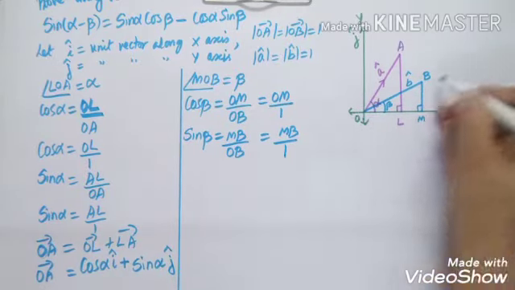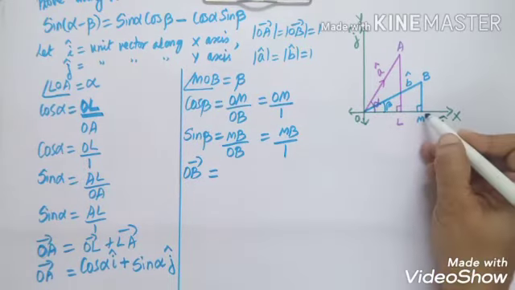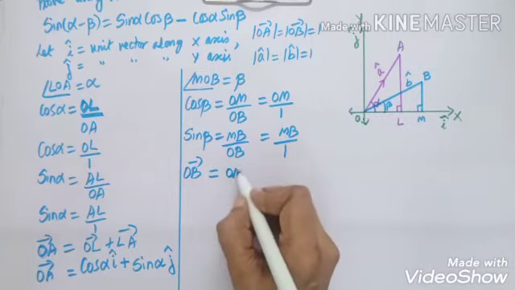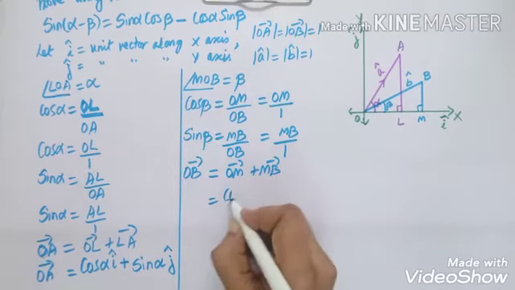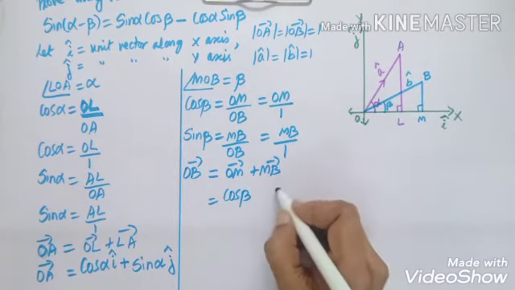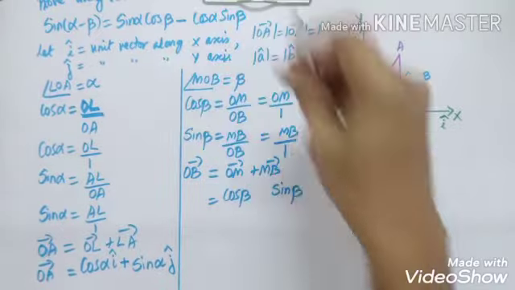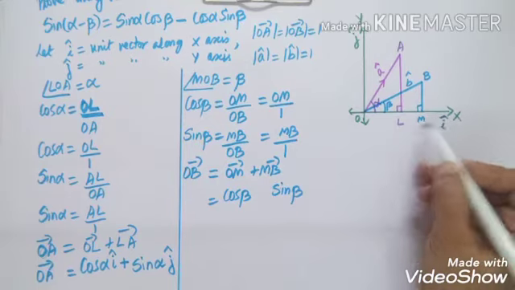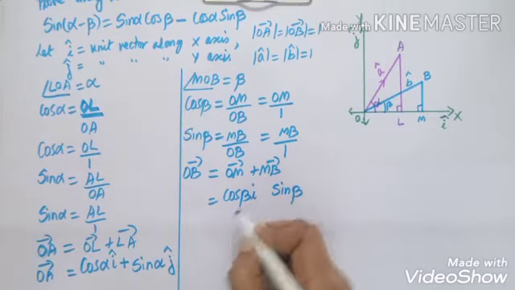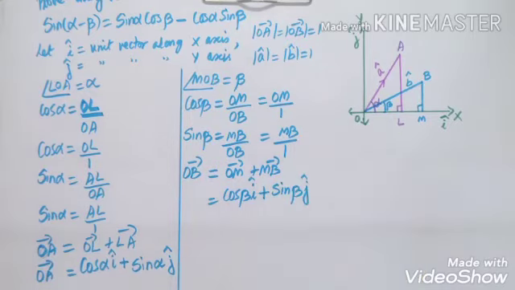Now, how to write OB vector? OB vector is OM plus MB. OM is nothing but cos beta. And MB is nothing but sin beta. We have to write the direction. This is only OM, but I want OM vector. So that is OM and direction is i. So cos beta i plus sin beta j.